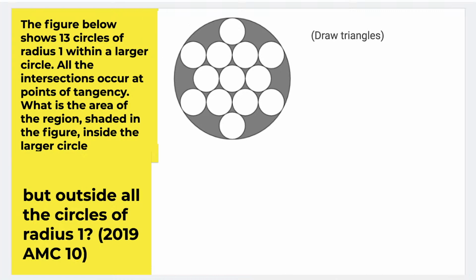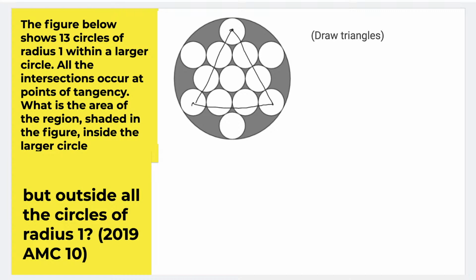Okay, it seems like many people get the idea of how to solve it. It's all about drawing triangles. So we know that all these points are tangent. So in a lot of circle problems, look at the centers. With the centers, you can make lots of triangles. So if you connect these centers, okay, sorry about the messy line.